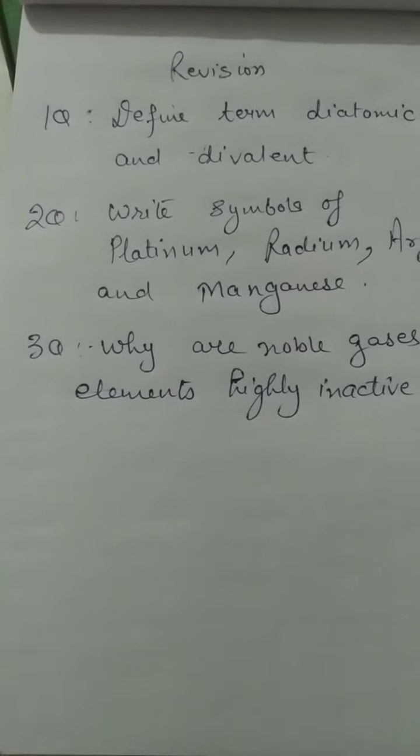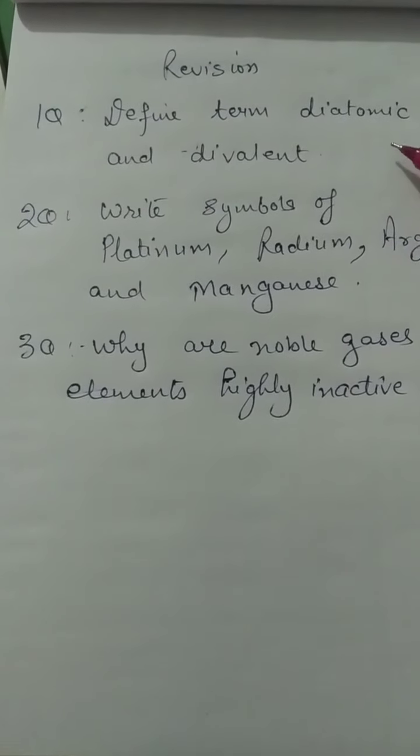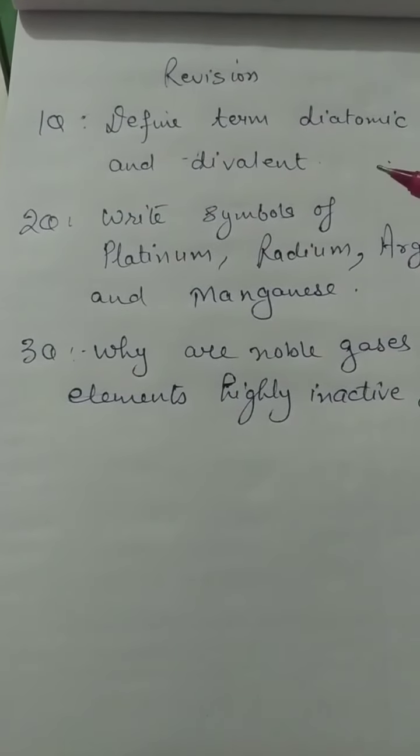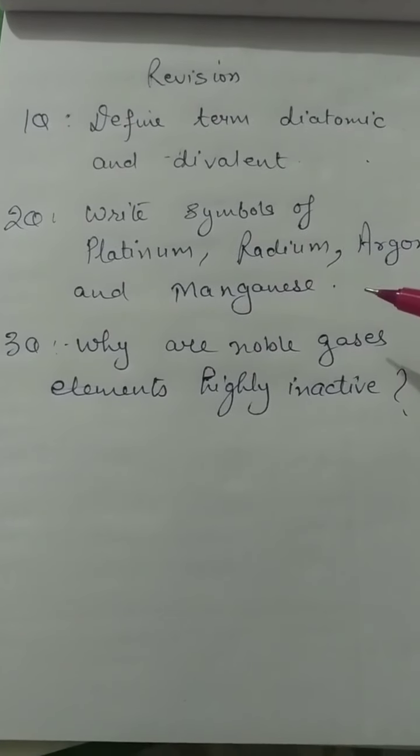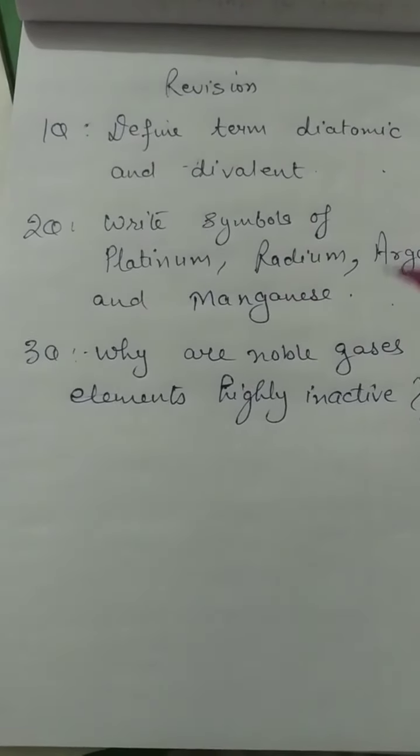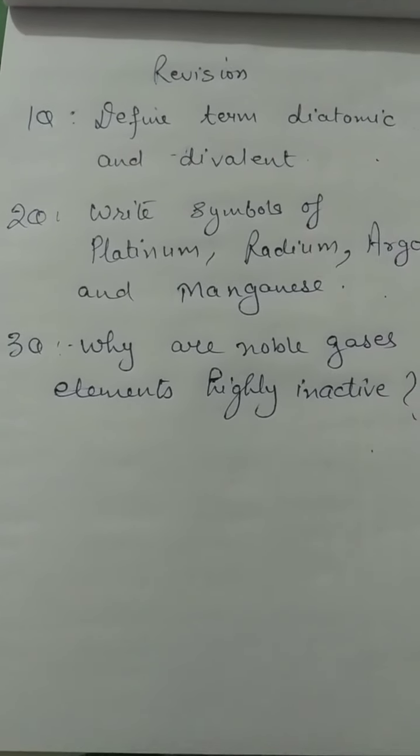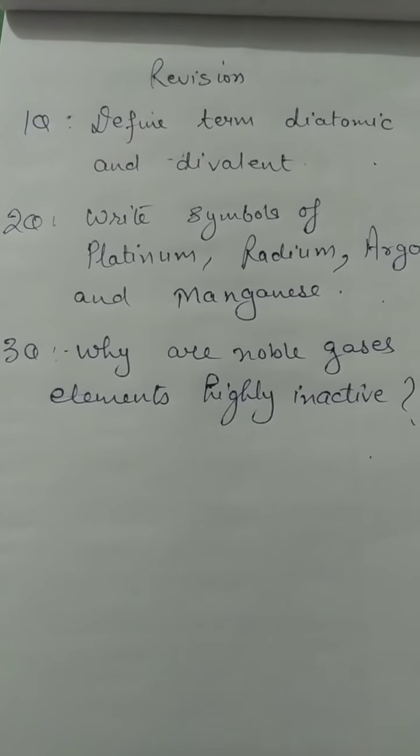Some revision questions you have to practice. Define the terms diatomic and divalent. Write symbols of platinum, radium, argon and manganese. Why are noble gas elements highly inactive? Revise this chapter up to valency.